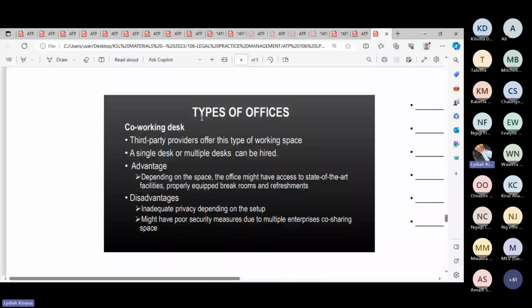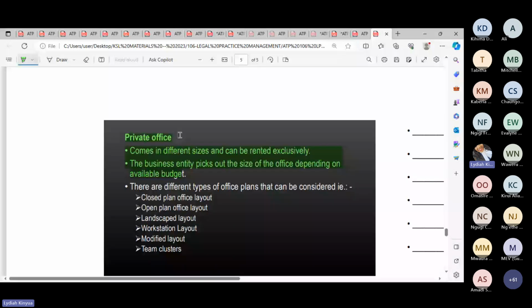Types of offices. So types of offices, it can either be number 1, a co-working desk. A co-working desk is where you are sharing a space with so many other people. Right now, so many people do co-working desks. You go to a space, you take out a desk, and then you work there, maybe paying on a daily basis or weekly basis. Equally, it can be a private office. This is like your home office. So these are types of offices.